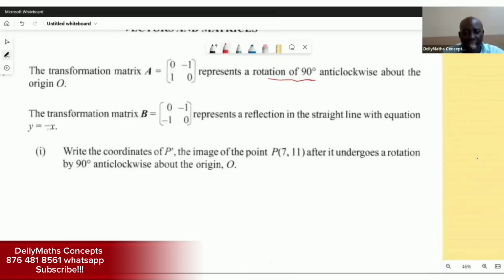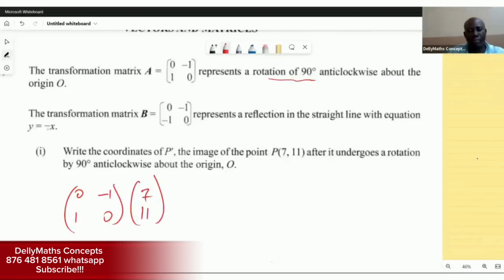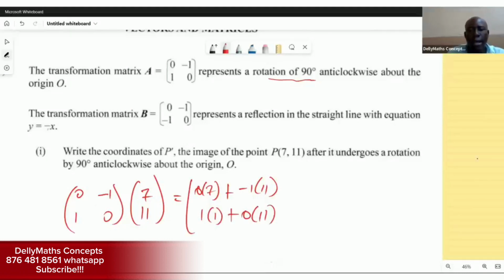90 degrees anticlockwise, the matrix for that is the A matrix, 0, -1, 1, 0. And this is now being used to multiply by 7, 11. So in carrying out our multiplication, it's 0 times 7 plus -1 times 11, then 1 times 7 plus 0 times 11. It's the same row by column concept. So what we have is -11, 7.